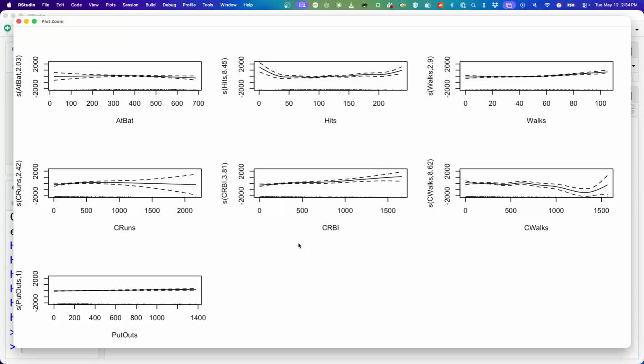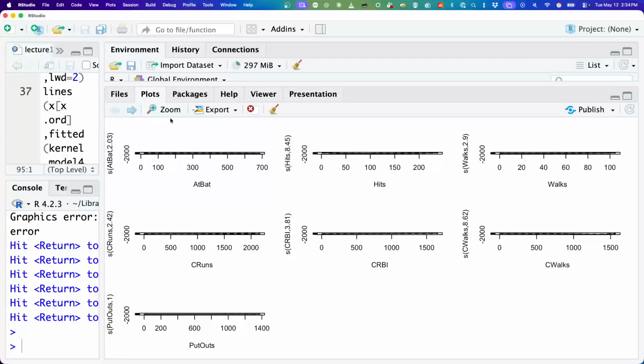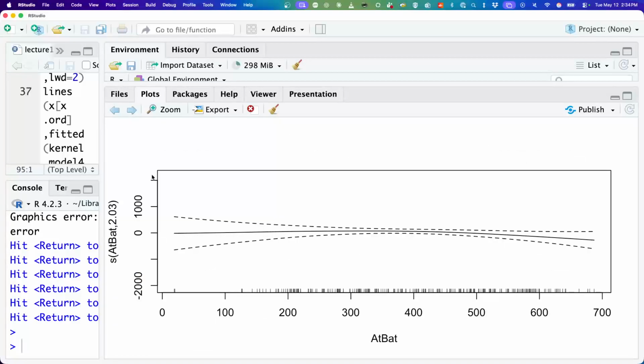So if this were a linear regression, each of these would just be a line that would show the relationship between my x variable and the y variable of salary, and that line would represent the coefficient, the beta. But because we're doing a spline smoothing operation, we no longer have a coefficient. We have something more flexible that displays the relationship between any of the variables and y. So that's what this is showing.